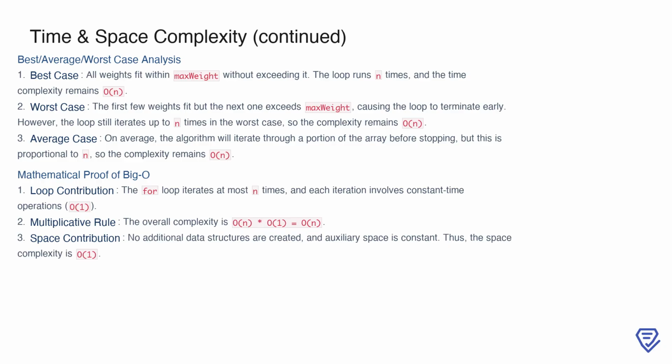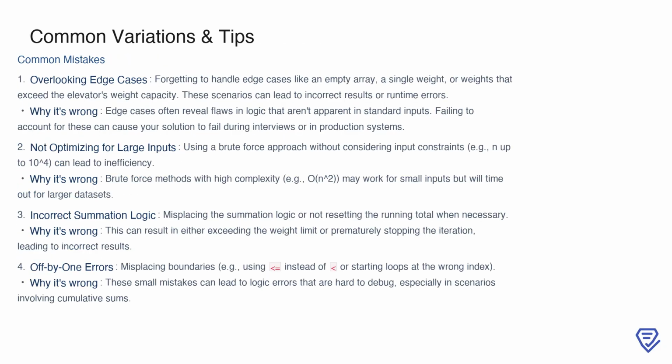Mathematically, the for loop contributes O(n) iterations, and each iteration involves constant time operations, resulting in an overall complexity of O(n) * O(1) equals O(n). Additionally, because no extra data structures are used and auxiliary space is constant, the space complexity is confirmed as O(1). When solving problems like this, there are a few common mistakes to watch out for.